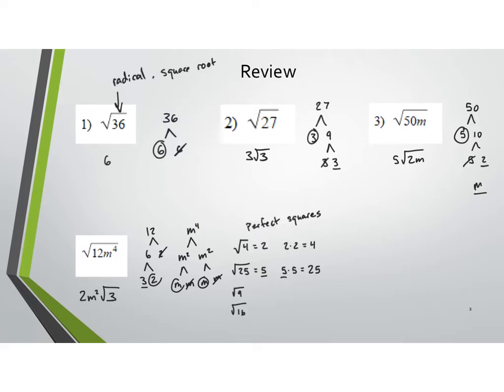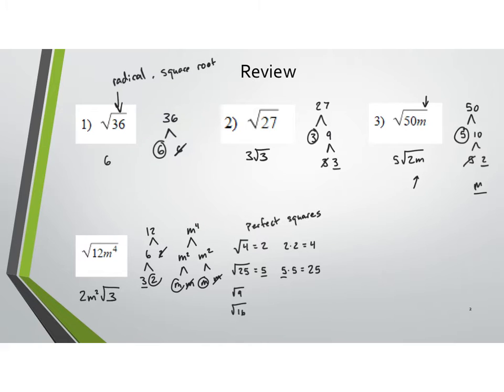Now, in these last two problems, you had to deal with variables. The same rules that apply to numbers apply to variables. If it has a repeat factor, if there's two of the variable, well, then one of the factors comes out. If it doesn't have a factor or a pair, it stays inside the radical. So for number 3, there was only one m in the beginning of the problem, and so the m stays inside the radical because there isn't another pair.